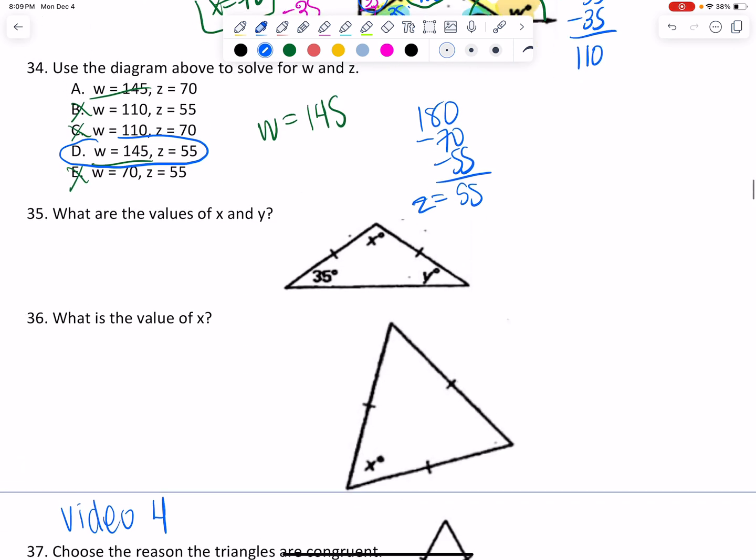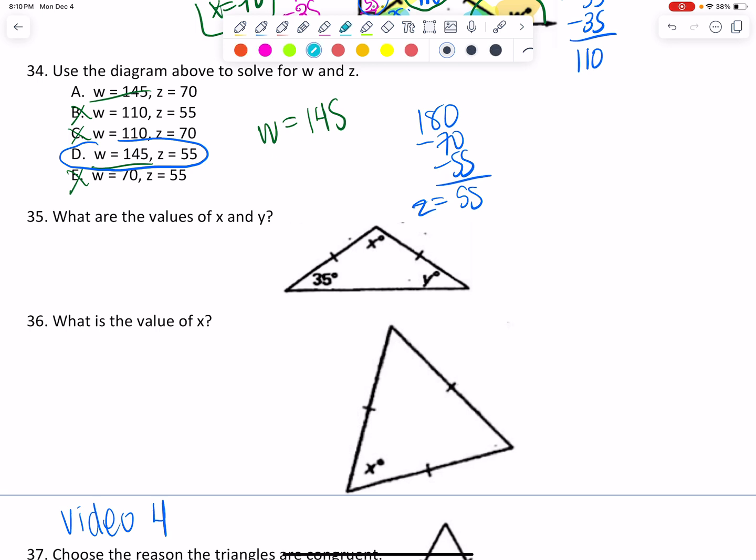Okay. Two more on this one. You always ask yourself what kind of triangle is it. If it has marks, it has those marks for a reason. So this has two legs marked as congruent. So this is going to be an isosceles triangle. So I'm going to highlight the base in a different color. The two angles that sit on that base in an isosceles triangle are congruent. So if this is 35, immediately this is 35.